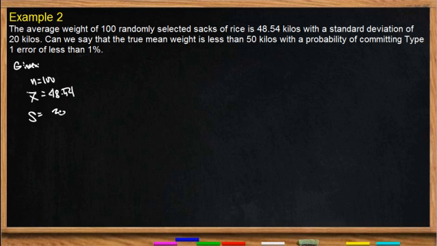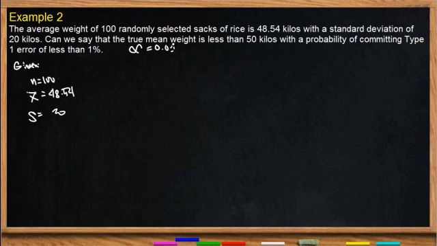So 20. Can we say that the true mean weight is less than 50 kilograms with probability of committing type 1 error of less than 1%? So ang type 1 error is just alpha lang ni siya. Moni ang type 1 error is the probability that makakommit ka og you accept H1 even if H1 is not true. So probability ni siya nga or mo ni siya ang alpha. Alpha therefore is equal to 0.01.